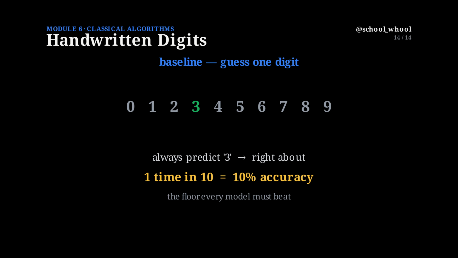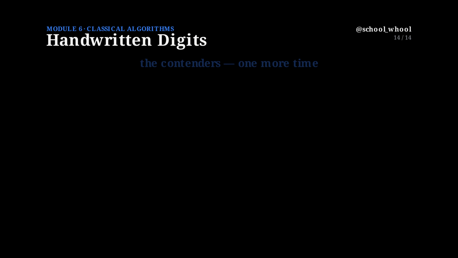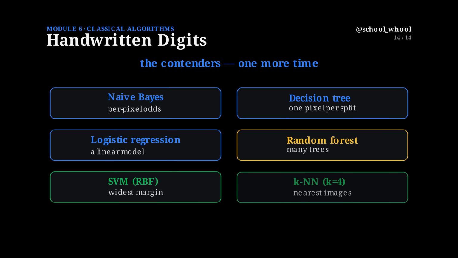The same classical lineup returns: naive Bayes, a decision tree, logistic regression, a random forest, a support vector machine, and k-nearest neighbors. We've seen tabular data, text, and clinical data each crown a different champion. Who wins on pixels? Let the accuracies grow.